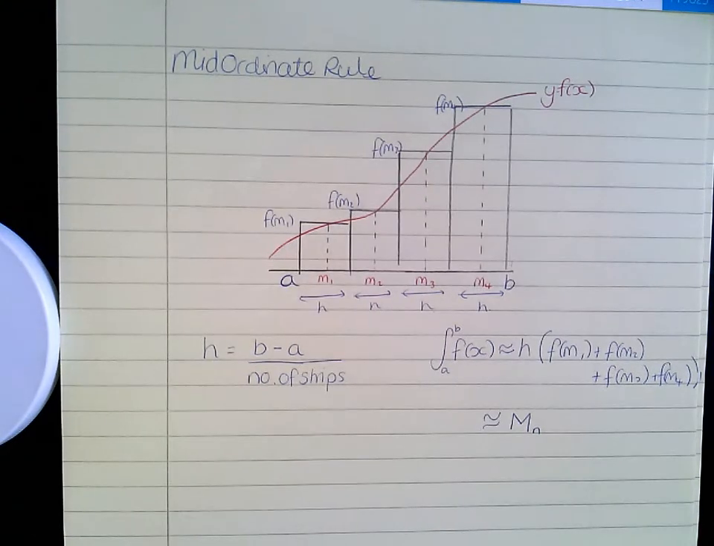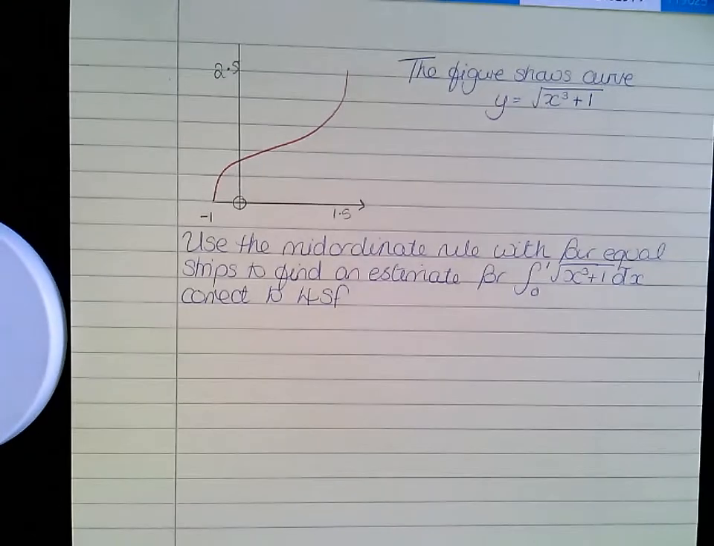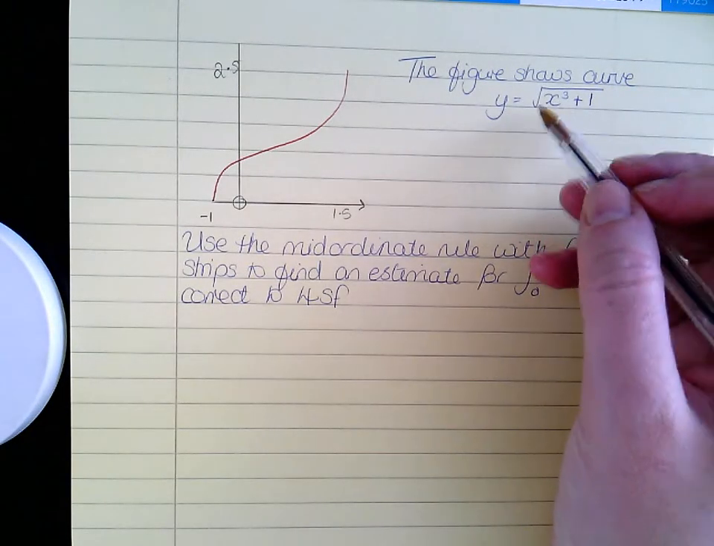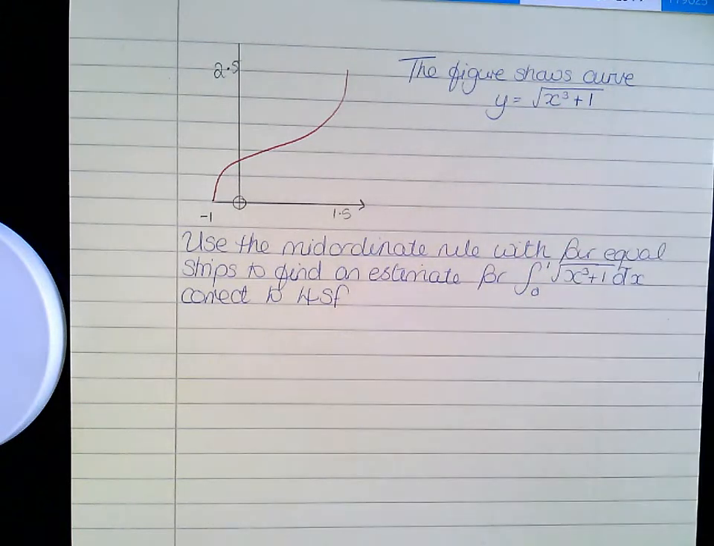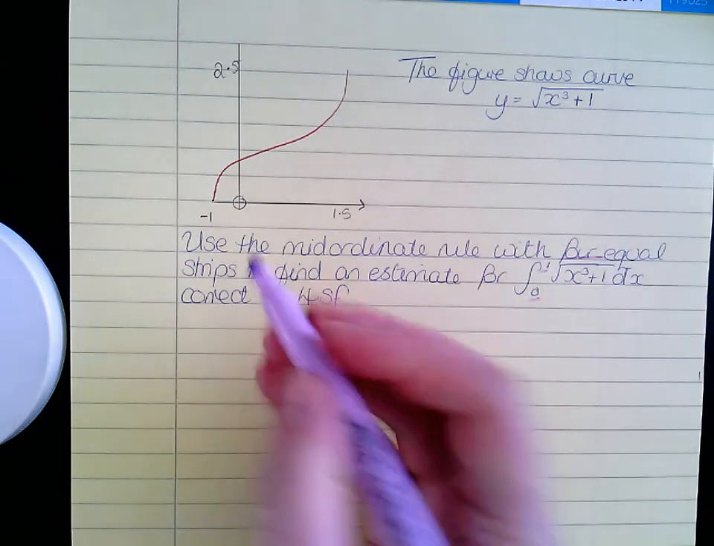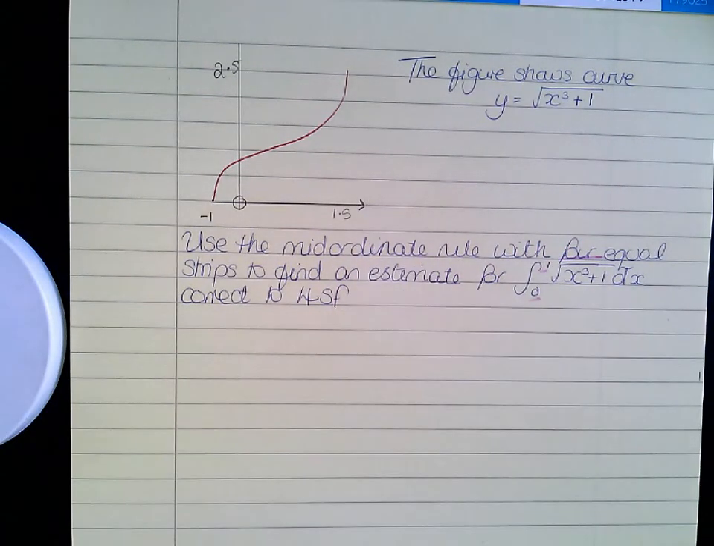So let's actually do an example. So here's the figure I've drawn, which is y equals the square root of x cubed plus 1. We're going to use the mid-ordinate rule with 4 equal strips to estimate the area between 0 and 1. So the key thing is I'm having 4 equal strips and I'm going between 0 and 1. I'm not doing the full diagram which is drawn here.